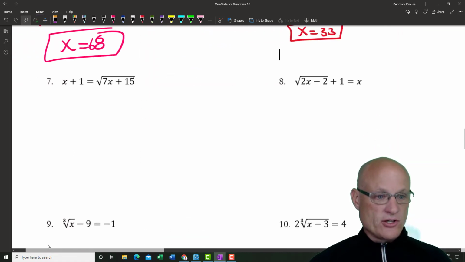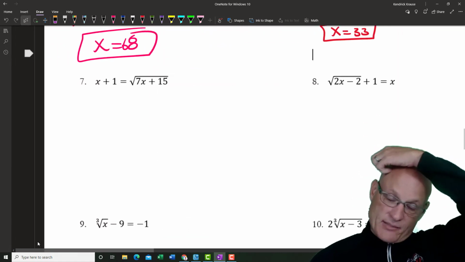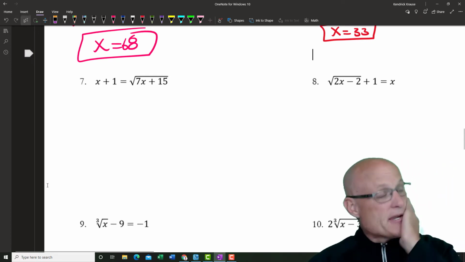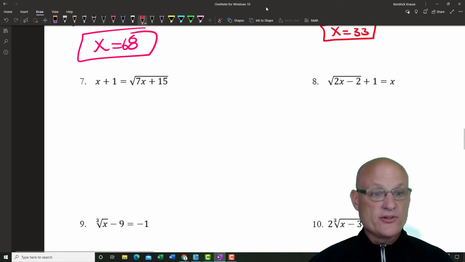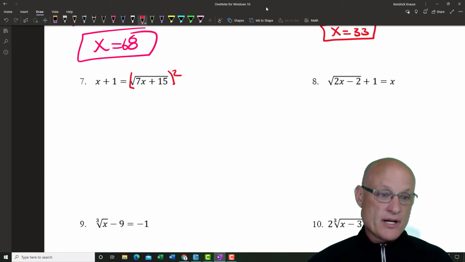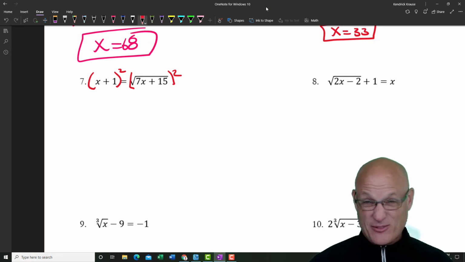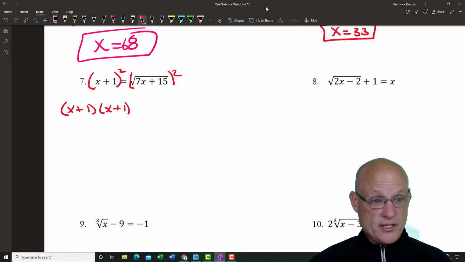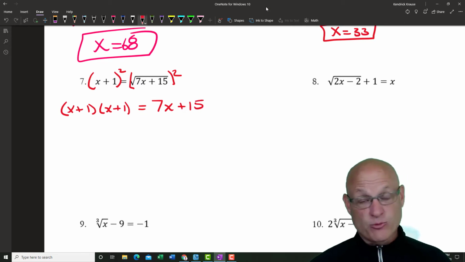Now it starts getting a little bit trickier. Now it's going to get a little trickier because this thing's all by itself. So I have to square this side, but I also have to square this side. Now, if you can imagine, we're going to square this x plus 1. That's really x plus 1 times x plus 1 equals 7x plus 15. Right? Squaring this side just gets rid of the radical.